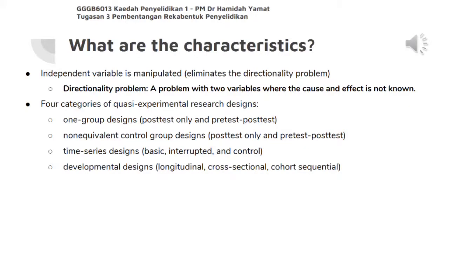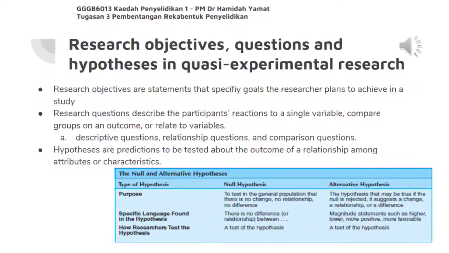In continuation of research design characteristics, the independent variable found in quasi-experimental research is manipulated, which can eliminate the directionality problem, where a situation with two variables in which the cause and effect is not known or unidentifiable. There are many ways to carry out quasi-experimental research. Four categories of quasi-experimental research designs are one-group designs, non-equivalent control group designs, time series designs, and developmental designs. In each of these designs, there are many types of quasi-experimental research, which will be explained later on.